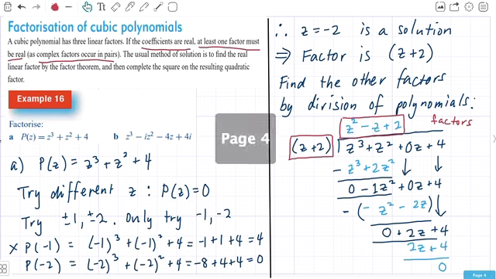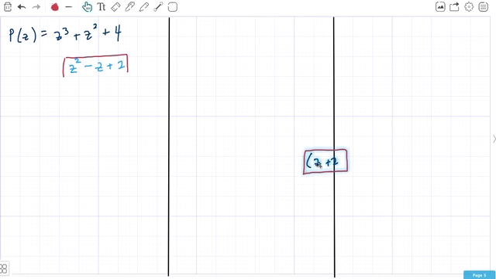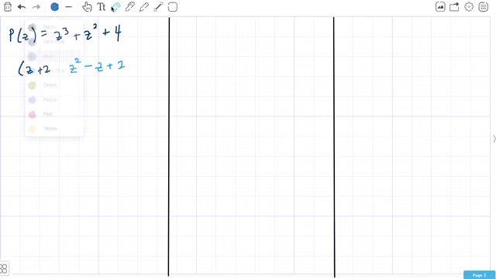So these questions can be quite long, so it's always a good idea to leave yourself a fair bit of room to work them out. Right, cool. Alright, so we've got this so far. Let's put some brackets in. So what we've determined so far is that this expression can be expressed now as this. Now we're going to factorise this part now.